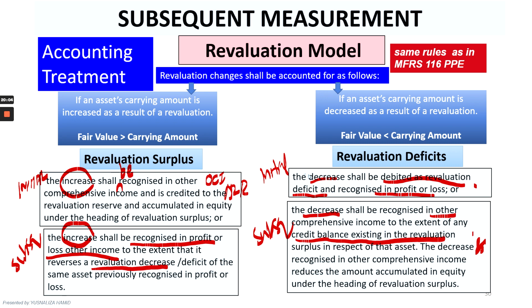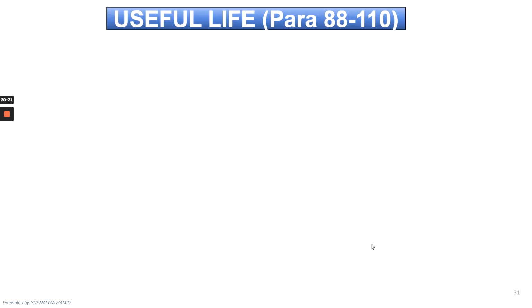Let's say first time decrease and second time decrease. That is not the issue. The issue is that the second time, if there is a decrease, you need to go and observe if there is any revaluation surplus balance. You need to use that first before you go on debiting that to the profit or loss. You must use up the revaluation surplus balance.